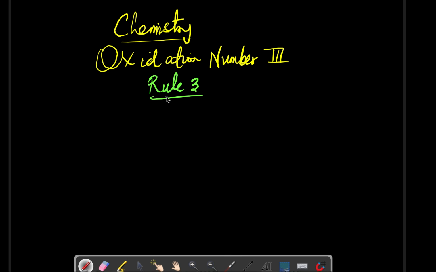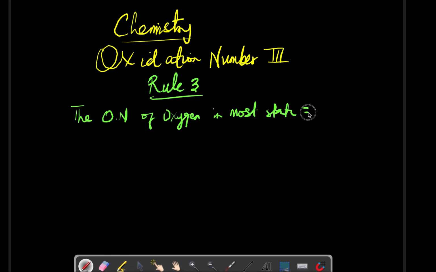So for this particular rule 3 on the oxidation number in chemistry, we want to talk about the oxidation number of oxygen, particularly in most states. Remember, I just want you to know this one is very important. The oxidation number of oxygen in most states is -2.